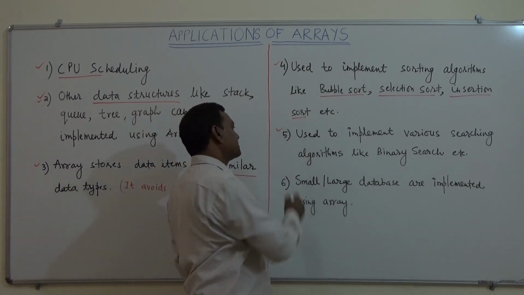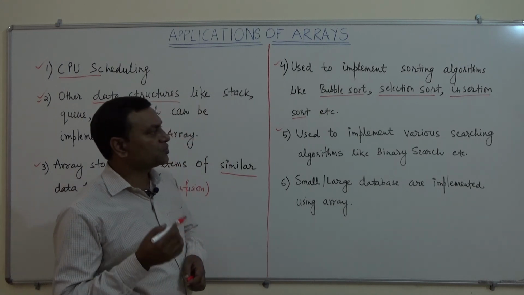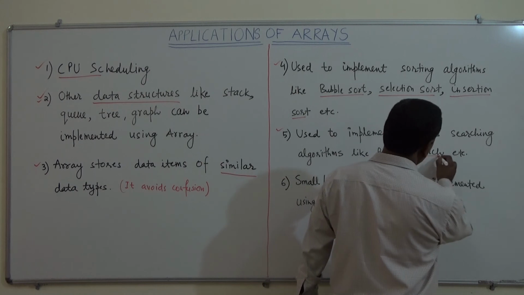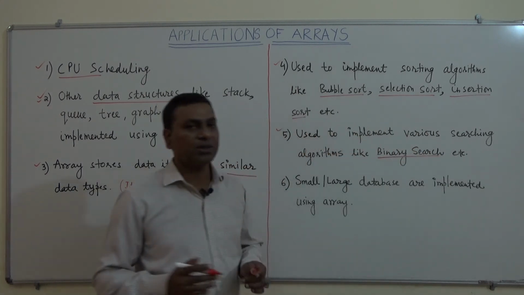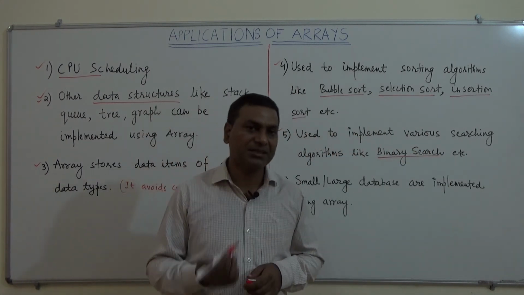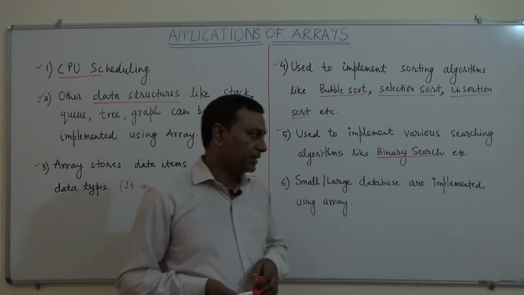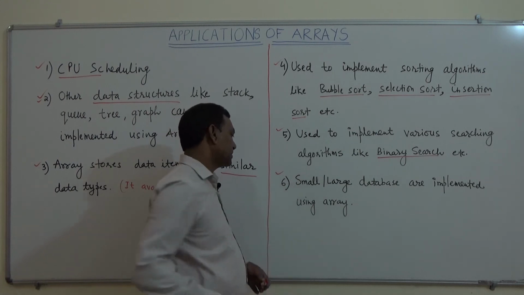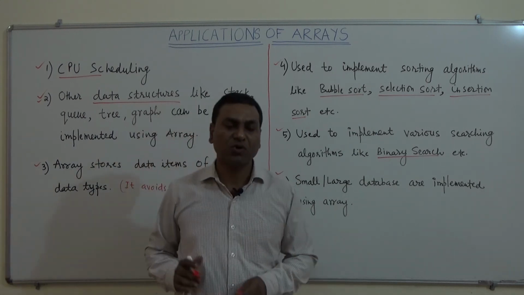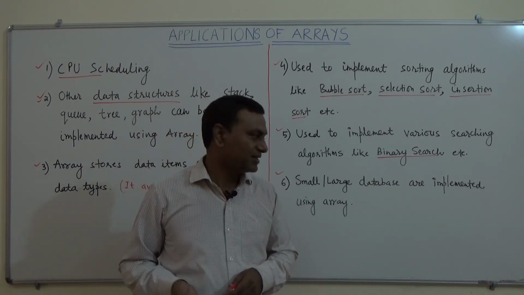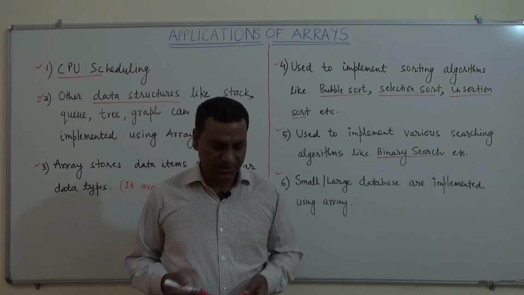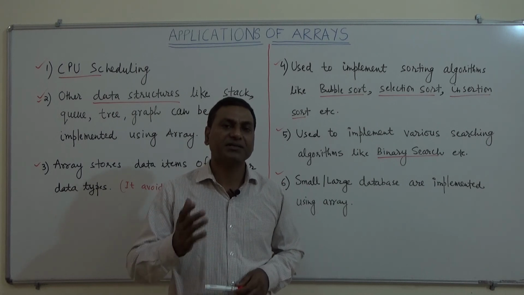And the fifth application, it can be used to implement various searching algorithms like binary search, linear search, etc. So all the searching algorithms can be easily implemented using the array. So this is the fifth application. And the last application, small or large databases are also implemented using the array. So these are some applications of the array.